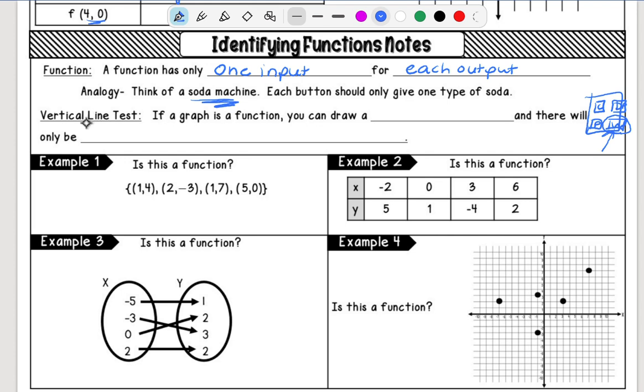All right, so if it's all graphed, if we're looking at a graph, we can do what's called a vertical line test. And so if your graph is a function, you can draw a vertical line.